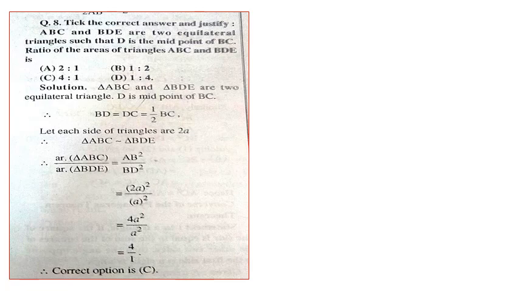In equilateral triangle, all sides are equal. So, AB is equal to BC. Therefore, BD is half of AB also. So, 2a the whole square divided by a square, we get 4a square by a square. a square getting cancelled, then 4 by 1. Therefore, the required ratio is 4:1. That is option C is the correct answer.